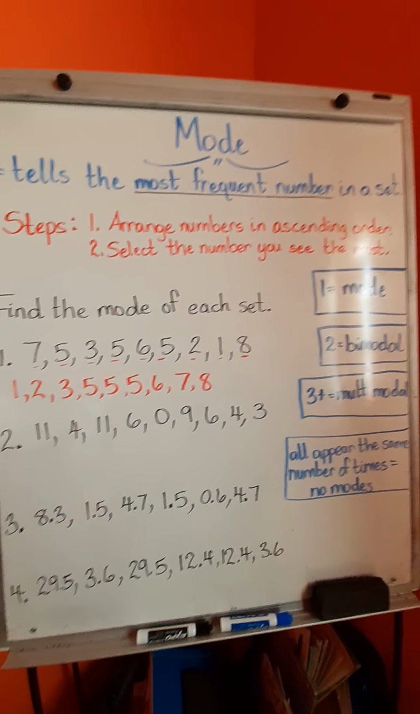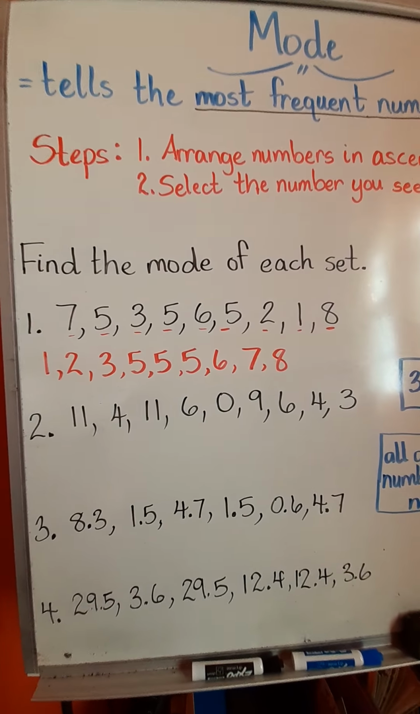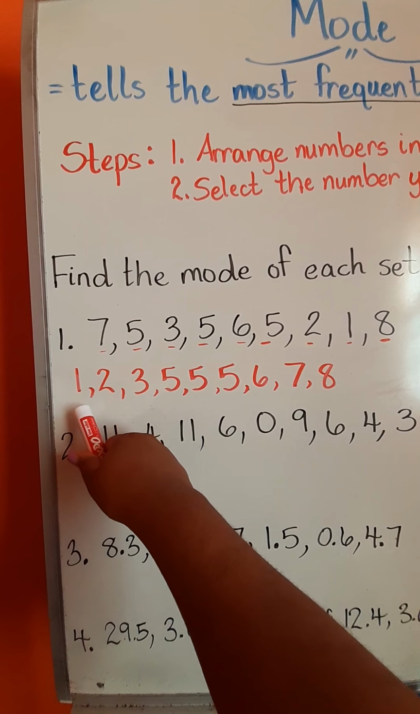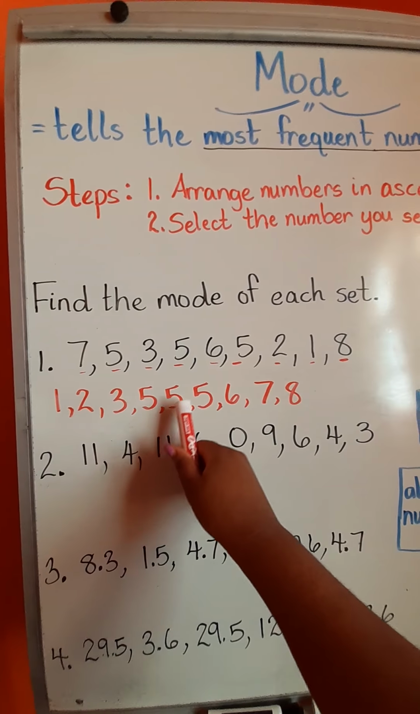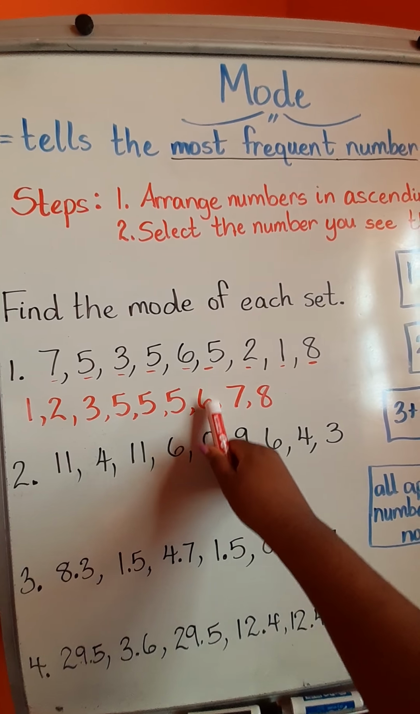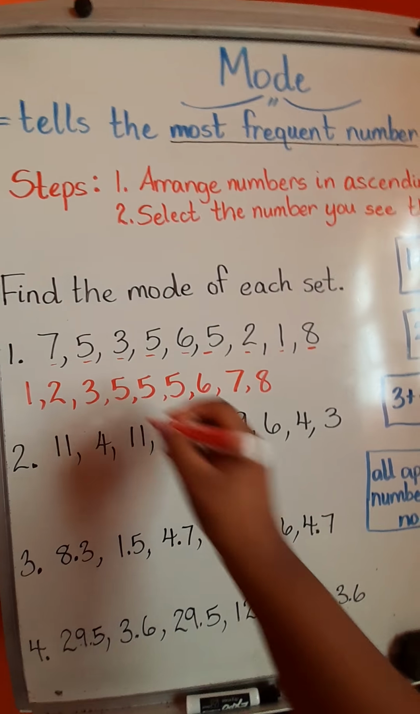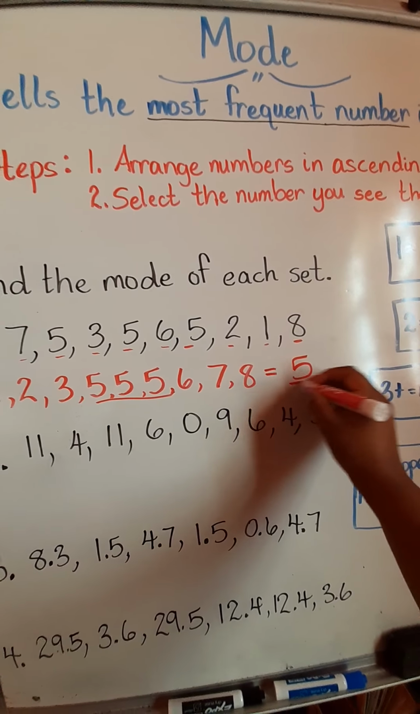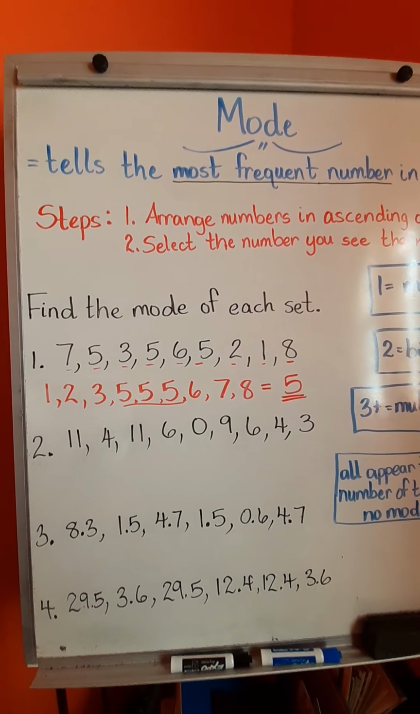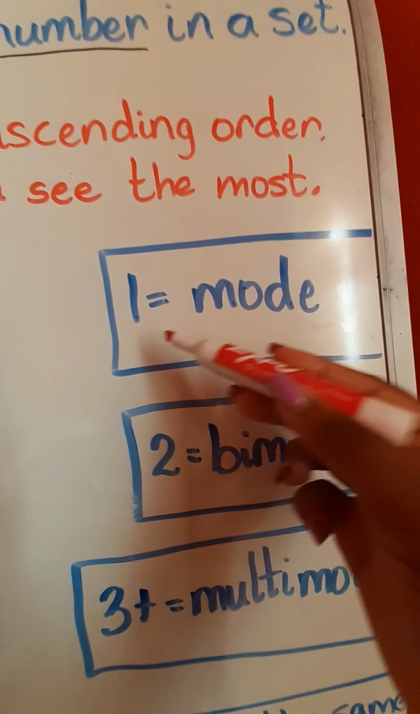Great. Now we are going to select the number you see the most. Which number do we see the most? We see one number 1, one number 2, one number 3. We see 3 number 5s, one number 6, one number 7, one number 8. So clearly we see 5 the most. So our mode is 5. That means that we just have a mode because we have one mode, so it's called mode.